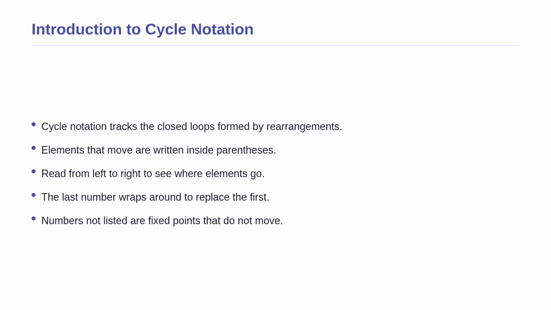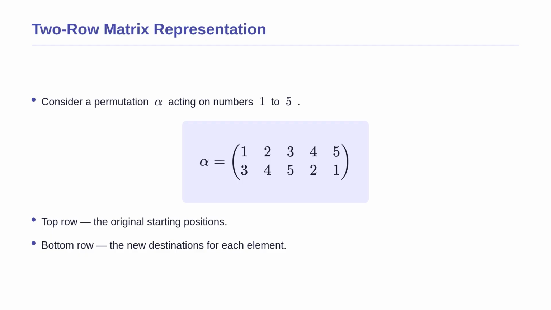Now that we understand what a permutation is, let us look at how we write it down. Traditionally, permutations are written in a bulky 2-row matrix, which takes up a lot of space. Cycle notation is a brilliant shortcut. It condenses the information by only tracking the elements that actually move, grouping them into closed loops. You simply read the numbers inside the parentheses from left to right to see where each item goes. The very last number in the bracket always wraps around to the first. If a number is missing from the brackets, it means it is a fixed point and stays exactly where it started. This brings us to the mathematical representation.